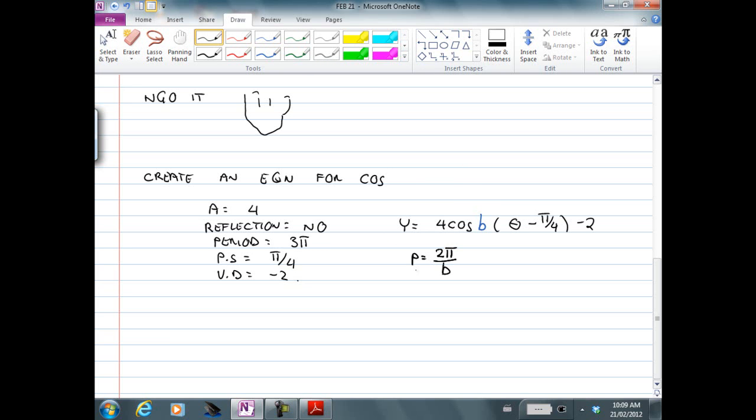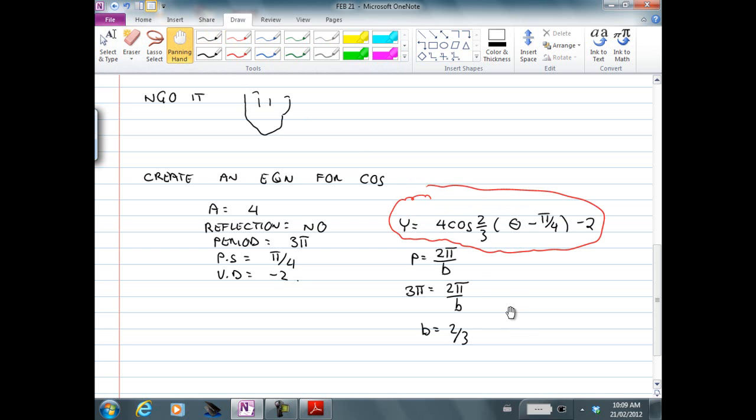I give you the period. The period is 3 pi. 3 pi equals 2 pi over b. Guys, you've got to solve for b. Cross multiply. If you cross multiply, you should have b equals 2 over 3. Now, I erase this b value and put in 2 over 3. Was it that hard? No. Can you show how the graph looks? The graph?